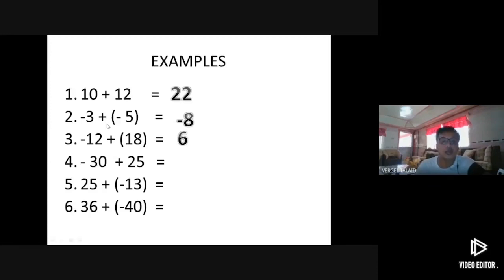Number 4, negative 30 plus 25, still unlike signs, so you're going to subtract. Since negative 30 has a bigger absolute value, the result is negative 5. Now, 25 plus negative 13, still unlike sign, but the sign is positive because 25 has a bigger absolute value than negative 13. So the result is 12. Number 6, still we are going to subtract because it is unlike sign. The sign is negative because negative 40 has a bigger absolute value.